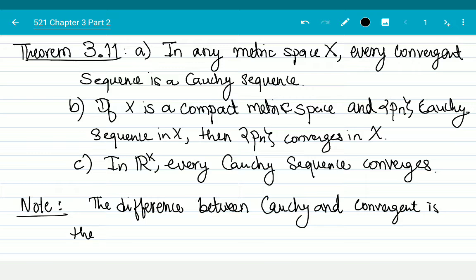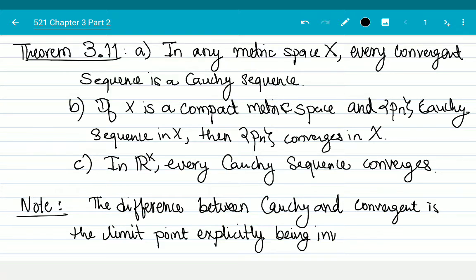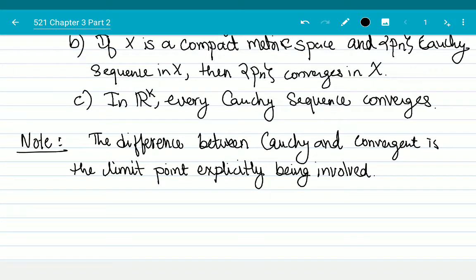Is the limit point explicitly being involved? Okay. Maybe I'll introduce it as it comes up. Okay. For now, let's just prove this theorem.